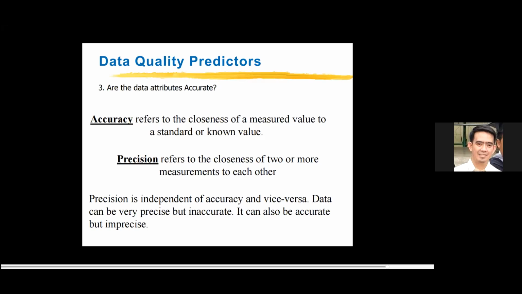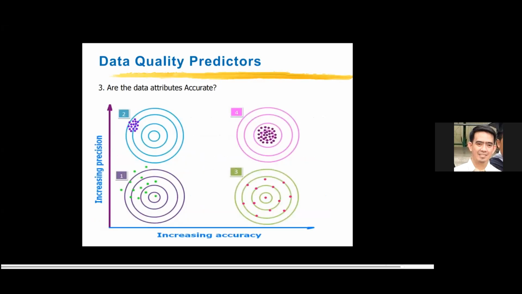On that sense, let us analyze it with some chart samples here. Are the data attributes accurate? If you look, number 4 is the one with the greatest accuracy and greatest precision, because the standard value is right in the center, and the data are also precise at the same time, because all of the data gathered are close to each other.